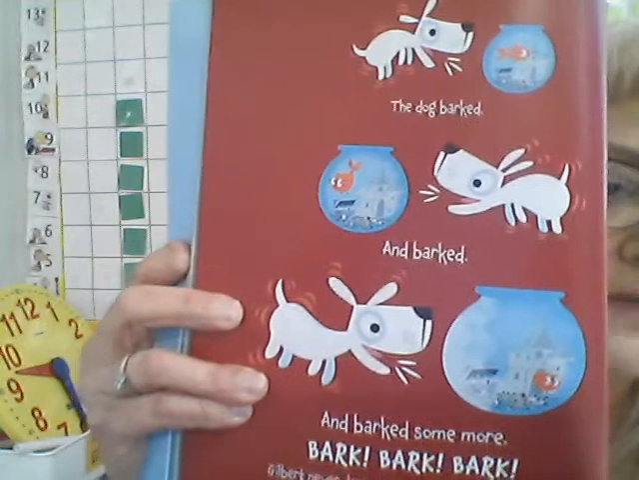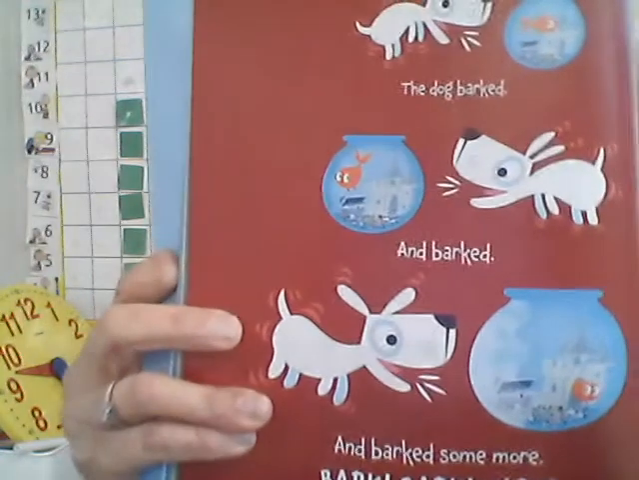Is the dog really his pet? I don't know. The dog barked, arf, and barked, arf, and barked some more, arf, arf, arf. Gilbert never dreamed his pet would be so noisy. Ooh. So there's the dog. Arf, arf, arf. He really is noisy. Or so thirsty.